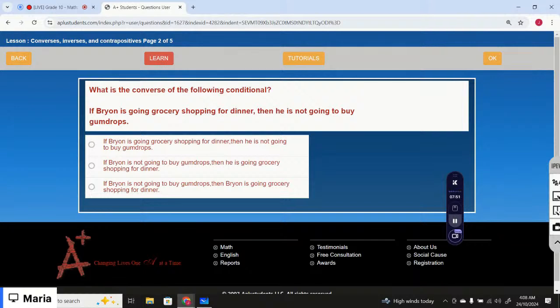What is the converse of the following conditional? If Brian is going grocery shopping for dinner, then he's not going to buy gumdrops. So in the converse, you switch the conclusion and hypothesis, right? So the correct option is if Brian is not going to buy gumdrops, then he is going grocery shopping for dinner. Option number two is the correct option.